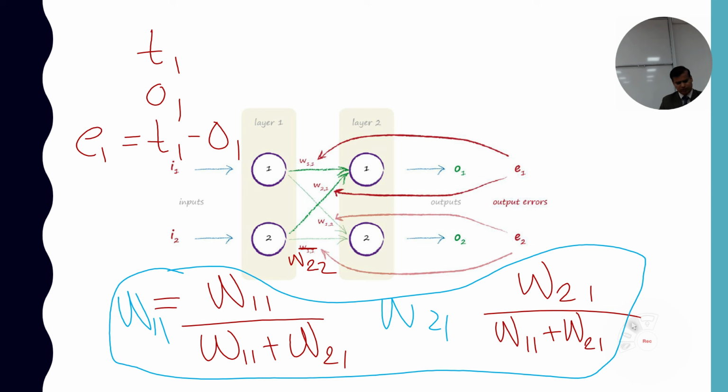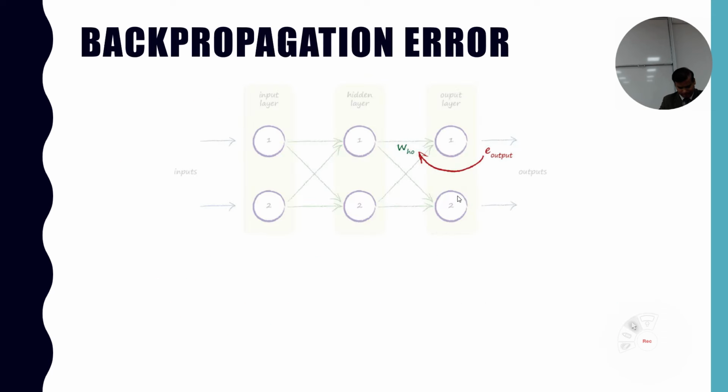So let's try to work backwards. Let's consider this backpropagation error here. Working back from the final output, at the right hand side here you have the final output. We can use the error at the output, E out. And from there, the weights of the links between the hidden and the output layer, we can call WHO. That's where it is giving us here.